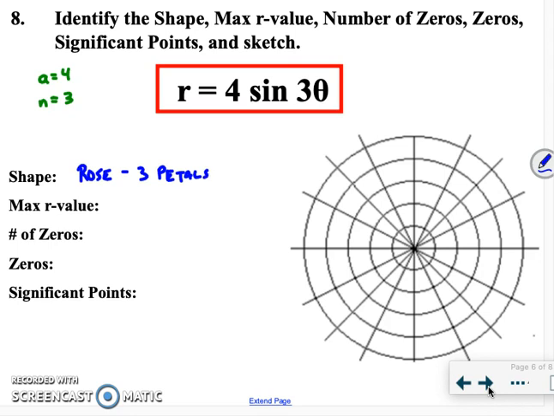The max R value, that's basically just restating what A is equivalent to. So max R value here is going to be 4. The number of zeros, we could get away with it. Now, there is a shortcut, remember. If this were a cosine problem, then the number of petals is equal to the number of zeros. But since it's a sine problem, we have to think number of petals plus 1. So 3 petals plus 1, we're going to have 4 zeros.